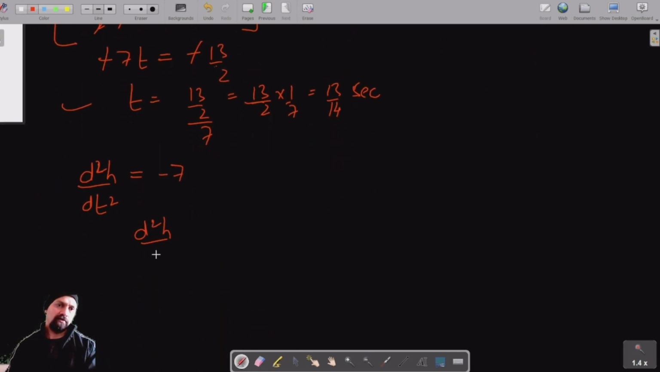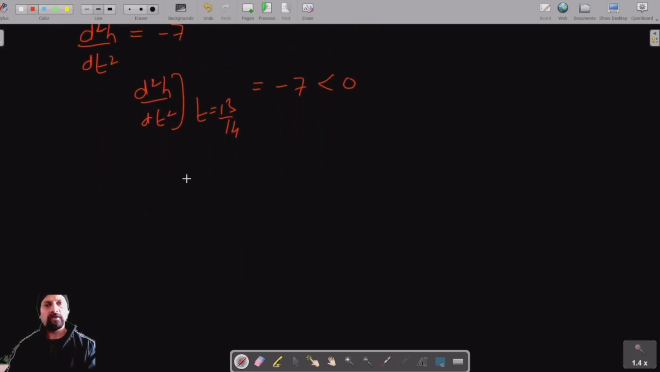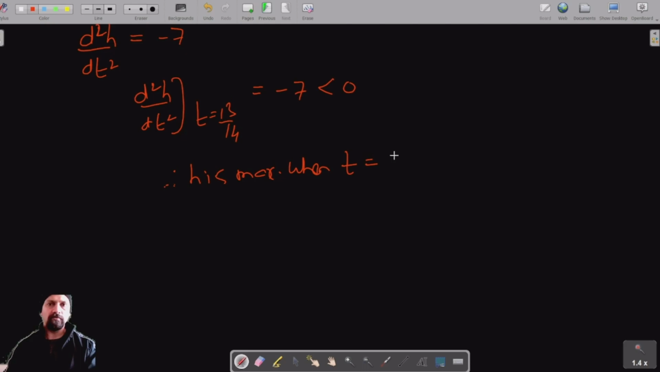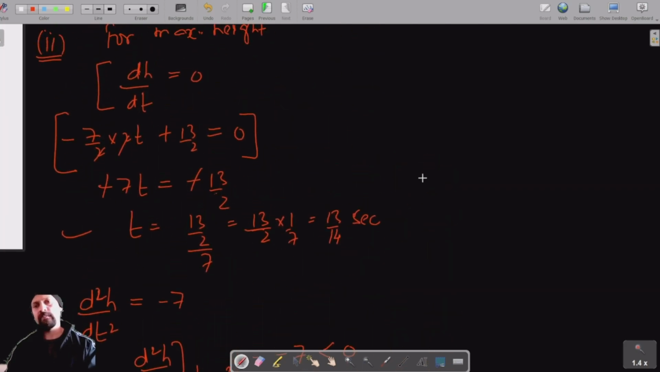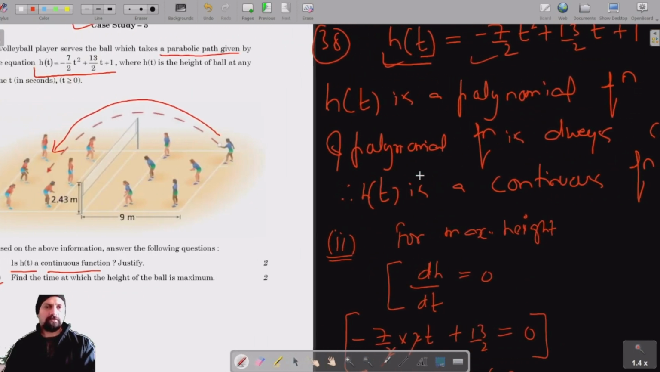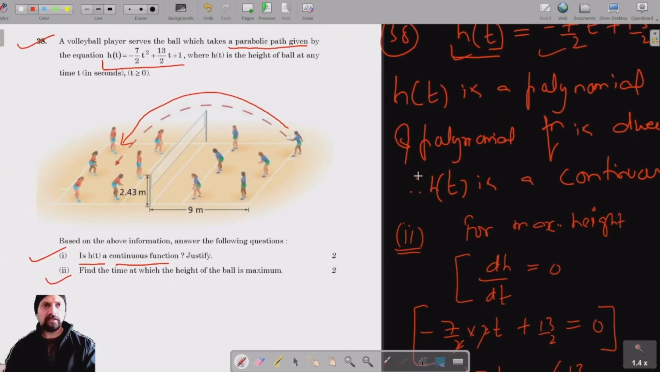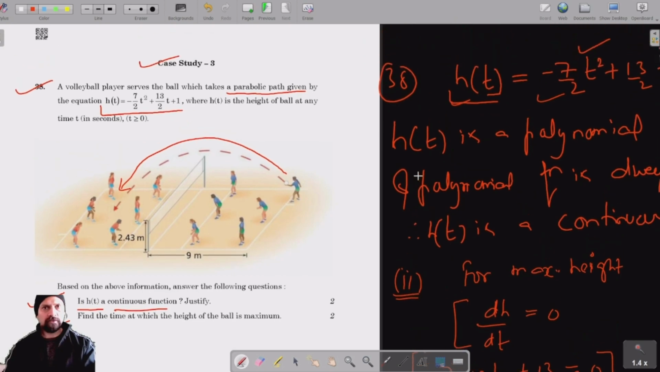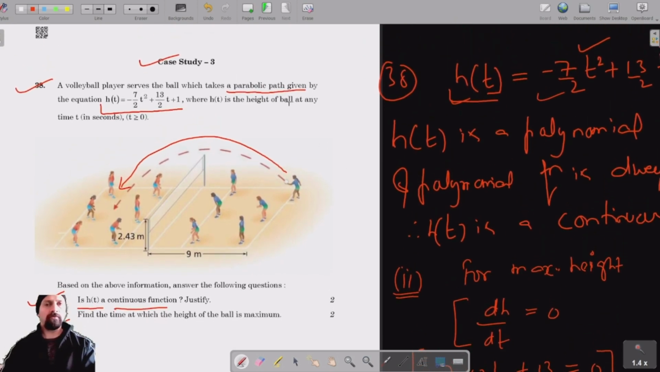Now the second order derivative, when time is equal to 13 by 14, is also negative 7, which is less than 0. So that means height is maximum when time is equal to 13 by 14 seconds. Okay, so this solves our question number 38, and with this we come to an end of this set.